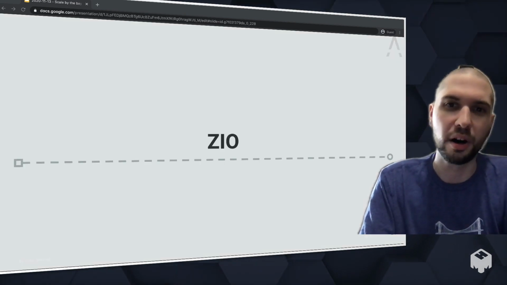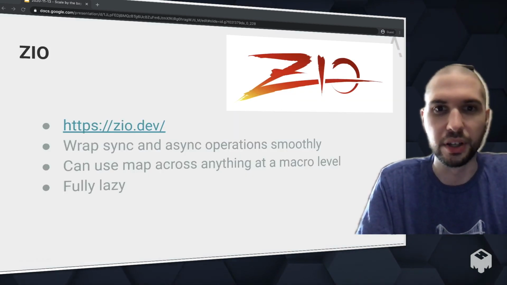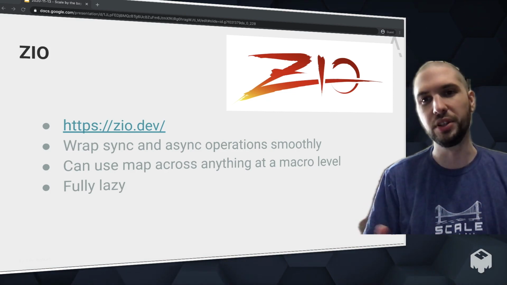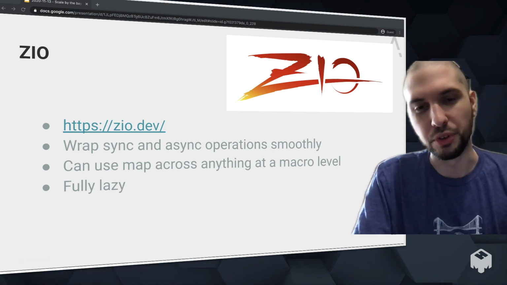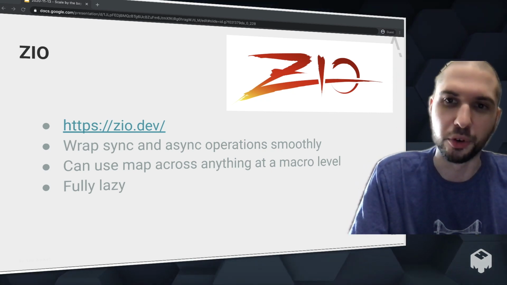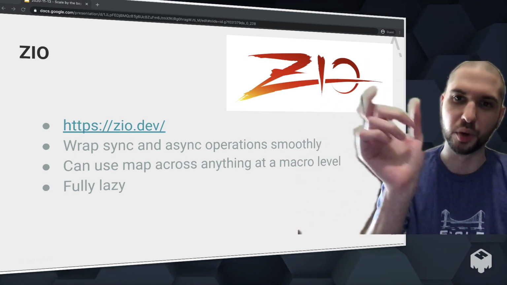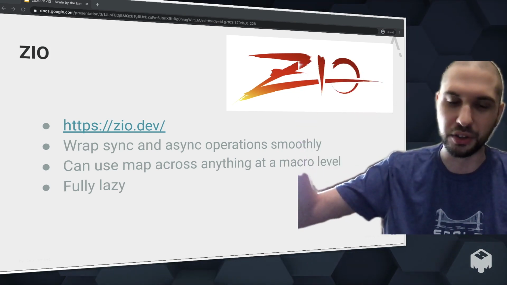So now, why would we want to use ZIO? ZIO is this library that wraps sync and asynchronous operations smoothly and abstracts that from the user. You will just see a series of operations in a for comprehension, and they will all happen one after another. And if you want one to be asynchronous, you just call a function, and this thing goes into another thread.